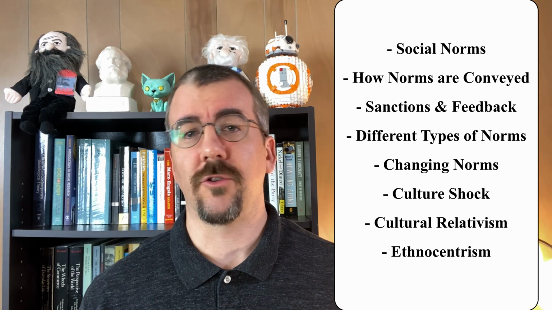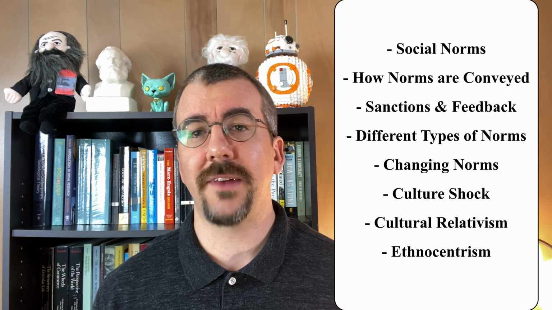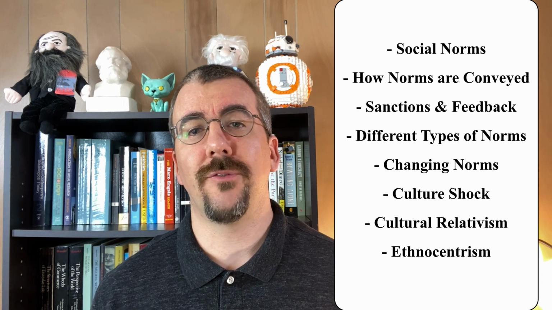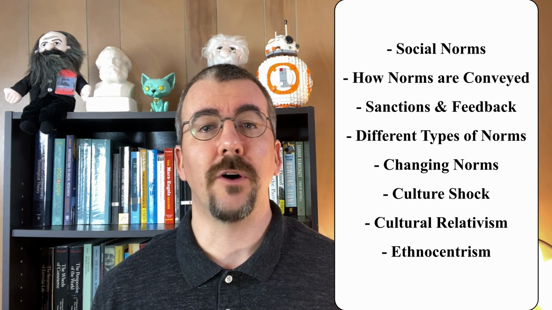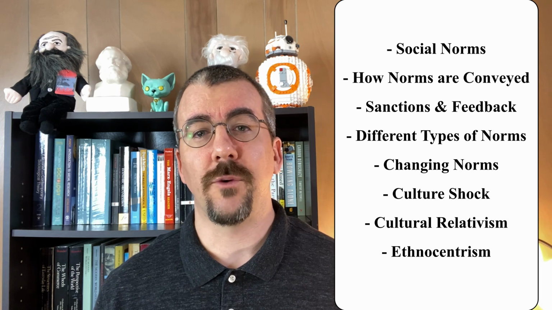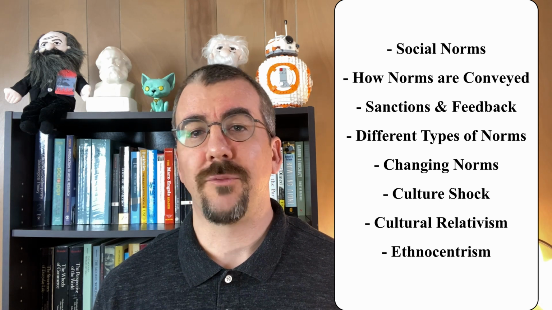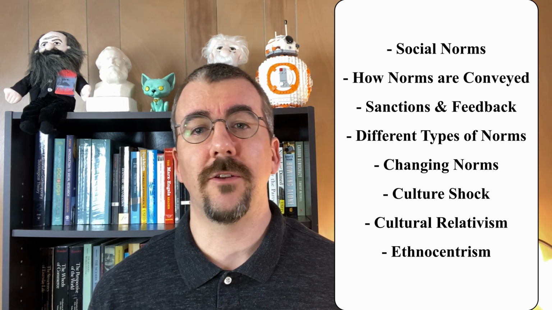So, there you have it. In this video, we define social norms and how they are conveyed implicitly and explicitly. We also went over different forms of sanctions, including positive and negative sanctions, as well as sanctions that are formal and informal. We also looked at the different types of social norms, including folkways, mores, taboos, and laws. We examined culture shock, which stems from the fact that social norms are not the same in all parts of the world, as well as over time. In addition, we touched on ethnocentrism and cultural relativism.